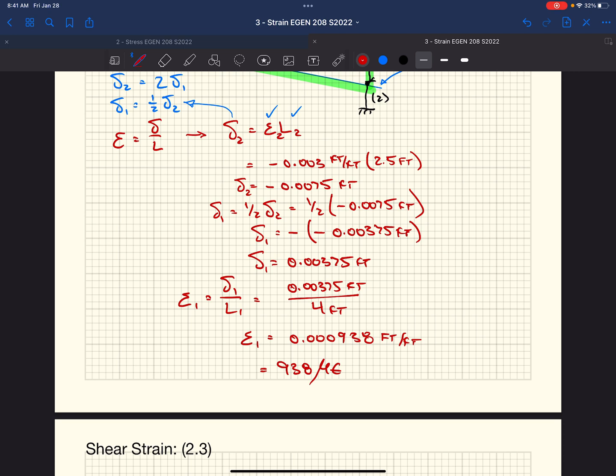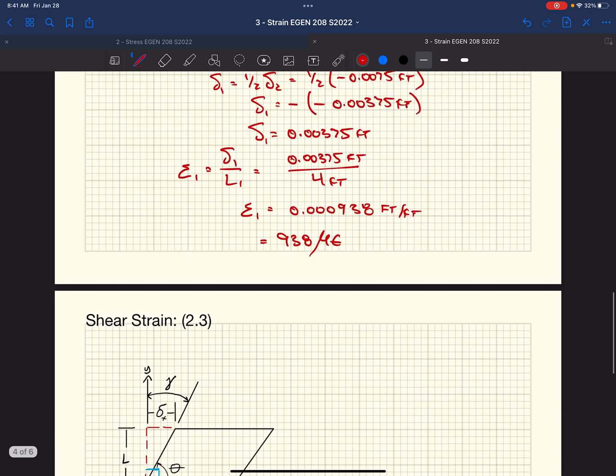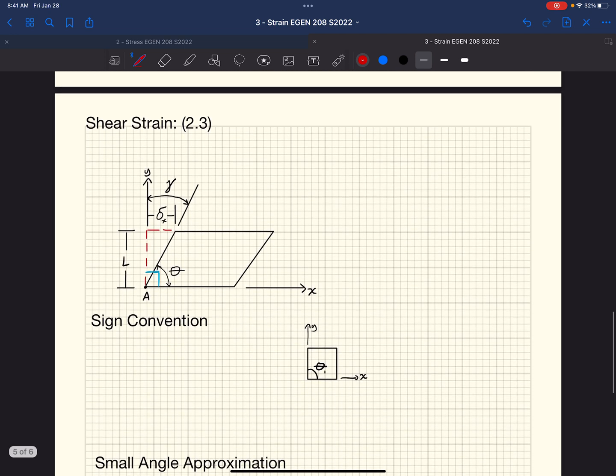So that's normal strain, which relates back to normal stress. We have this elongation or shortening depending on the sign. Whether our normal stress is positive or negative, we get a positive or negative normal strain. It's all relating back to a normal force, which creates an elongation or shortening of our member.